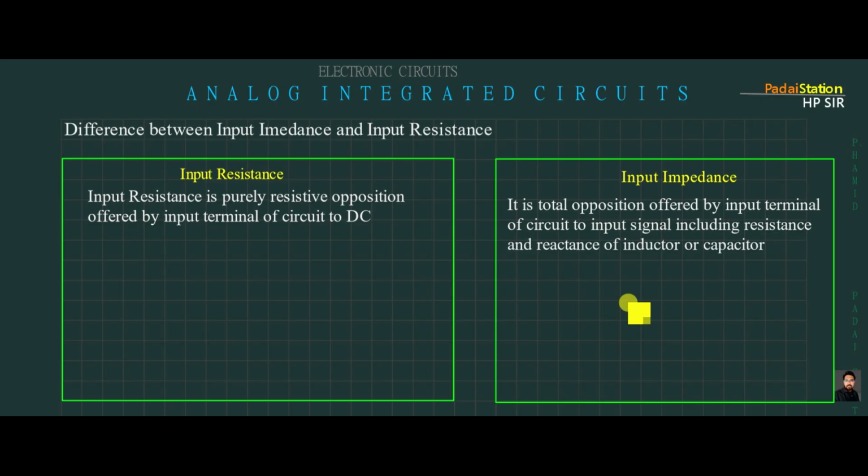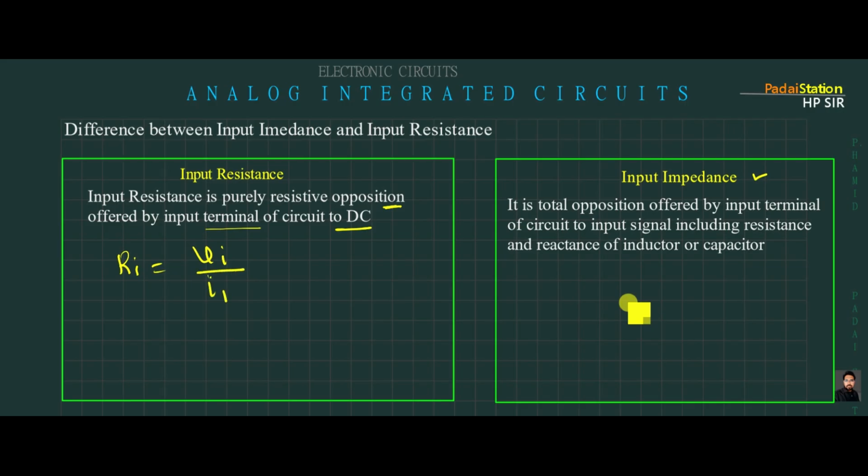Input resistance is purely a resistive opposition offered by the input terminal of the amplifier circuit to DC. The notation is Ri, which depends upon Vi divided by Ii, the input current. How many resistors are used on the input side decides the value of the input resistance of the amplifier. If you change the values, that will affect the input resistance.